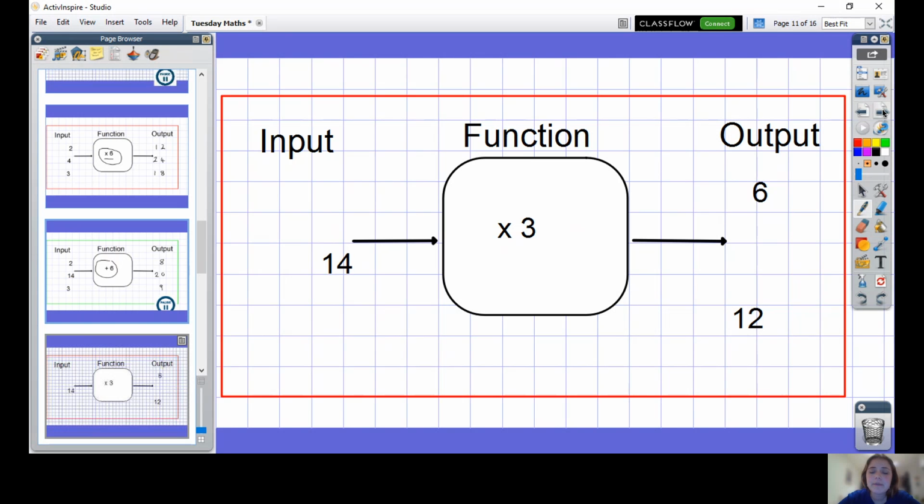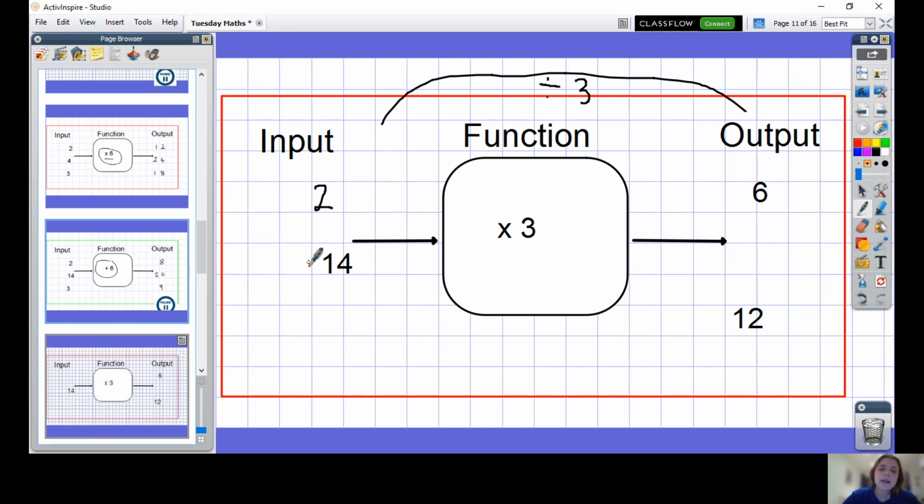Sometimes on our function machine, however, we will also have to use the inverse. In this example, I can see my function is to multiply by 3. Something multiplied by 3 was equal to 6. If 6 is my output, in order to work backwards and find the input, I will have to do the inverse. The opposite of multiplying by 3 is dividing by 3. If 6 is my output, I would have to do 6 divided by 3 in order to get 2. Let's quickly now check if that works the correct way round. 2 times 3 is equal to 6.